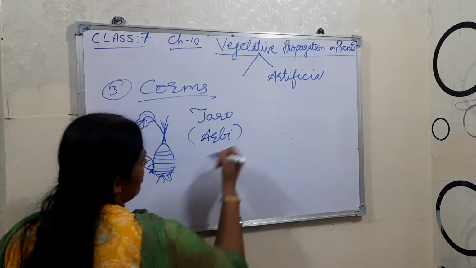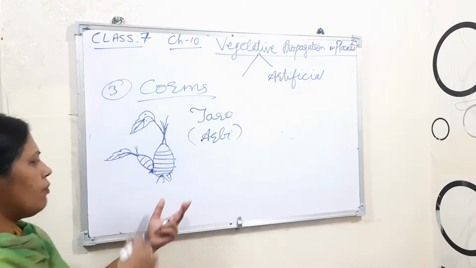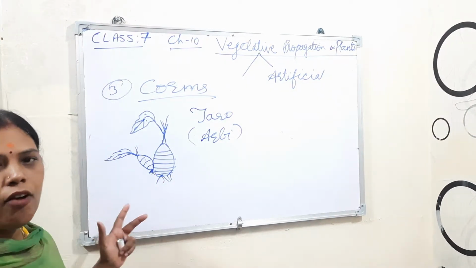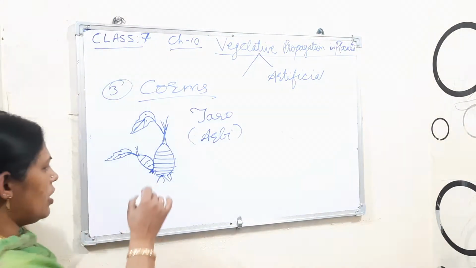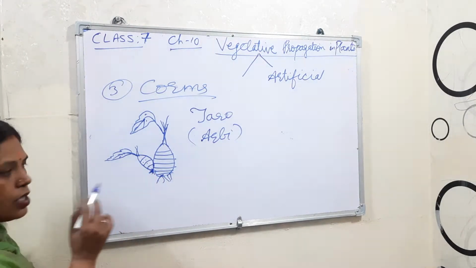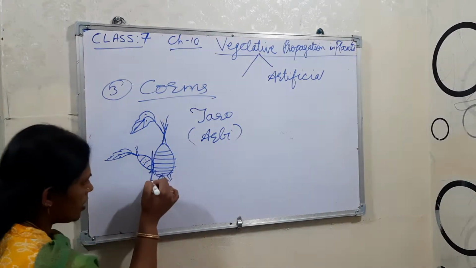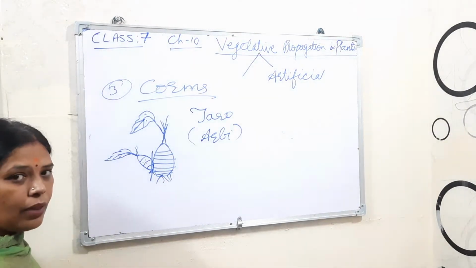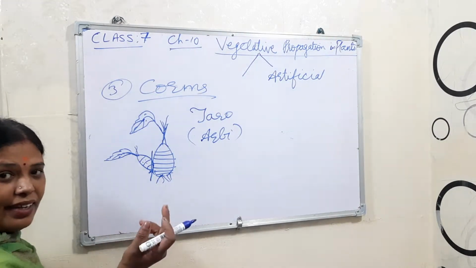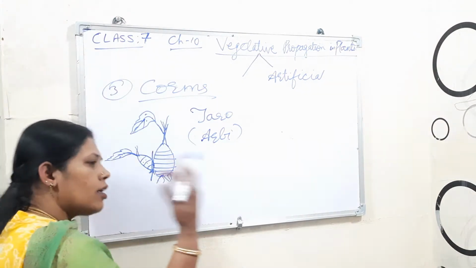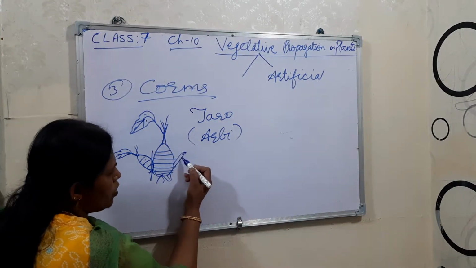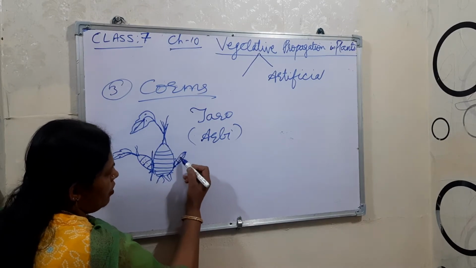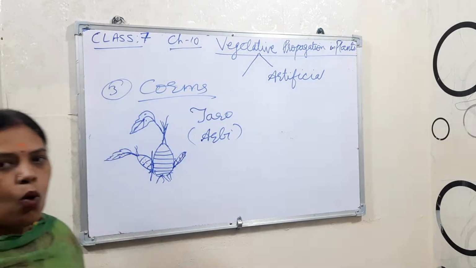Okay, arbi, that one. Here it is spread on the ground, and from its body itself a separate portion grows, and then if you cut that portion and detach it from the parent plant, then again it will grow into a new plant. It is not only one; from this portion also it may arise like this. Okay, so that is corms.